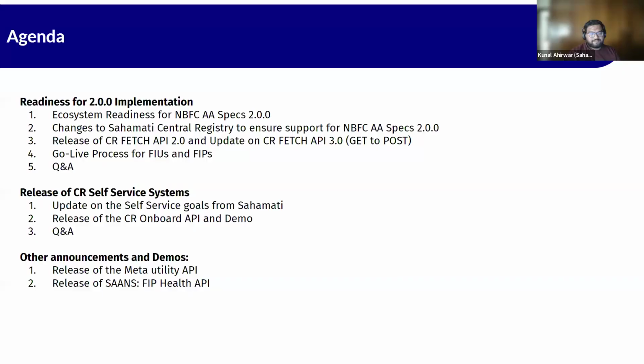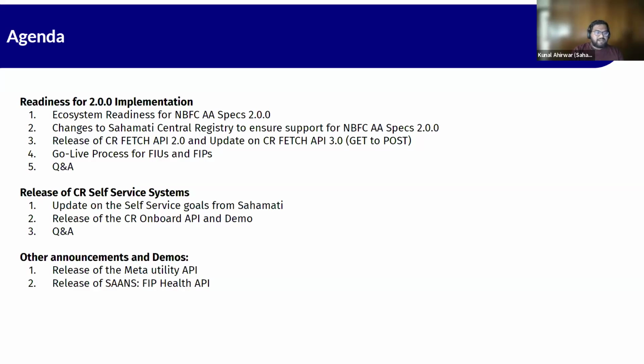For the first part of the presentation, we'll be covering the readiness of the 2.0 implementation of the ReBIT AA specs. We'll look at how the ecosystem is pacing so far. What are the changes that Sahamati has made to ensure backward compatibility and interoperability during this transition phase? There's a release of the fetch API that everybody is using in the central registry right now. So we'll be giving you a little more detail about this, and then we'll go through the go-live process for the FIUs and FIPs before we jump into the first part of the Q&A.